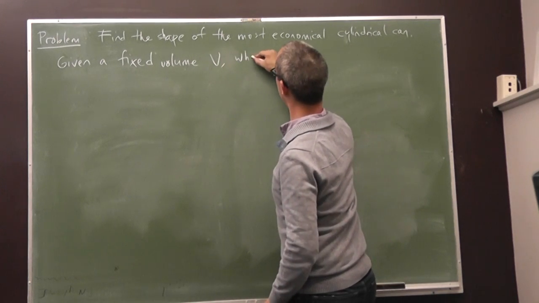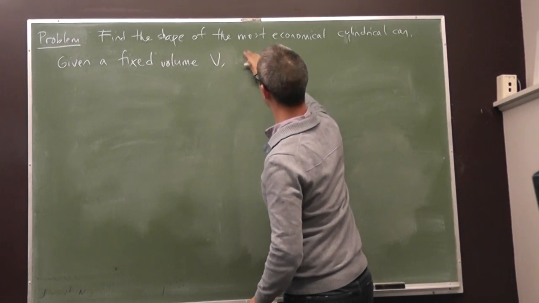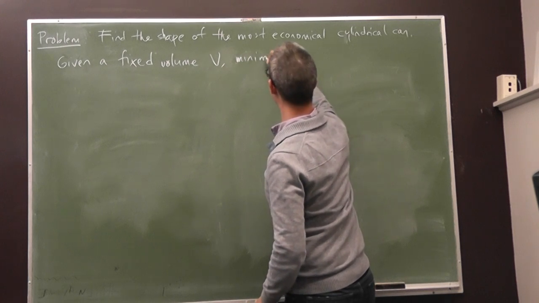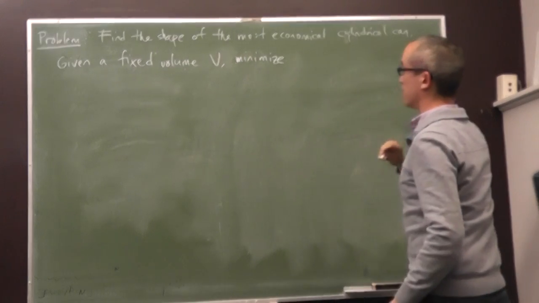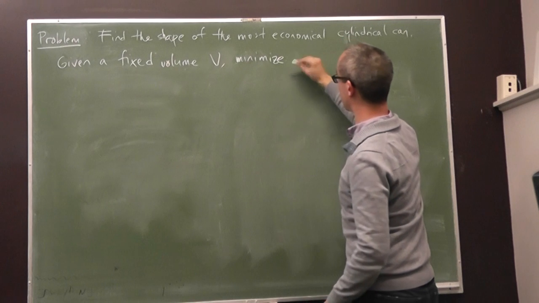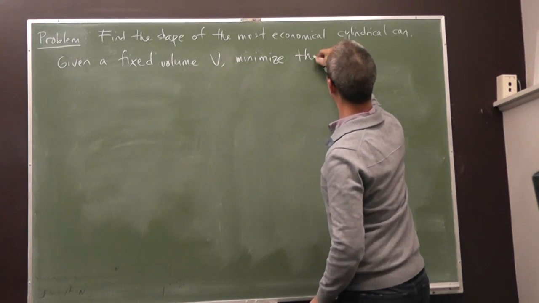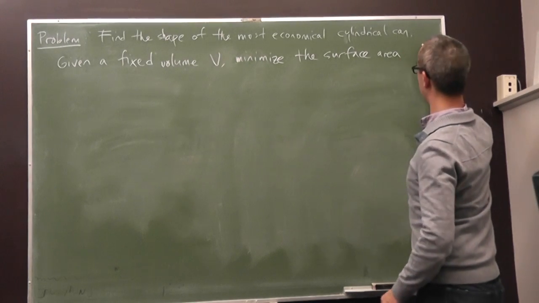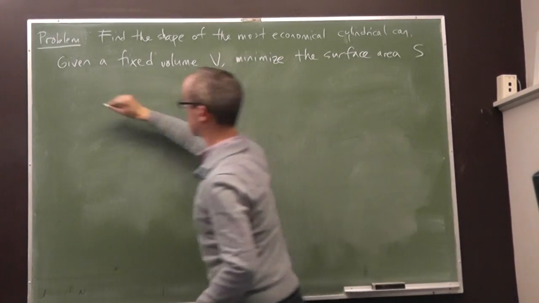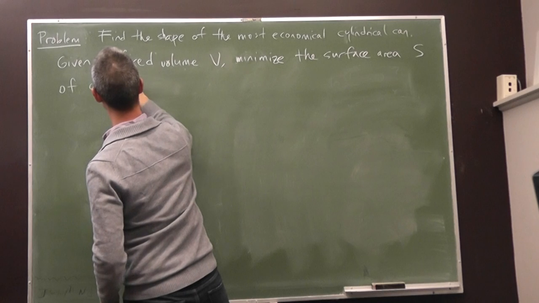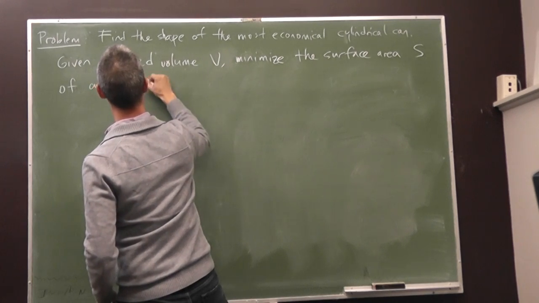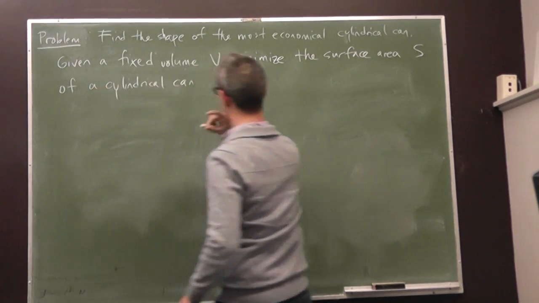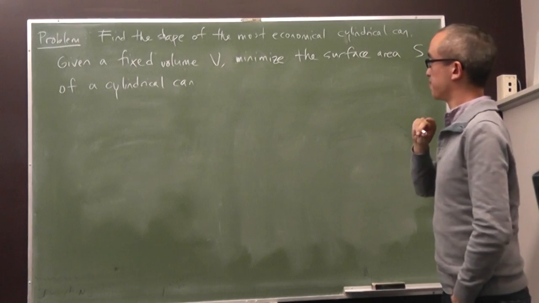What is the minimum, given a fixed volume V, we're going to minimize the surface area. Let's call it S of a cylindrical can. Okay. Now, what is the surface area?